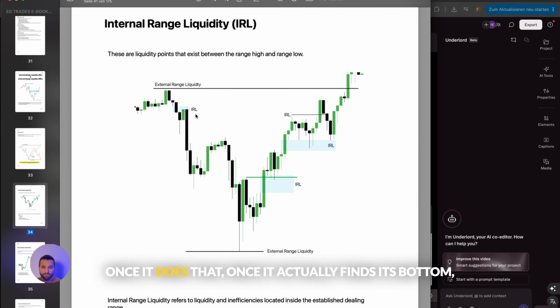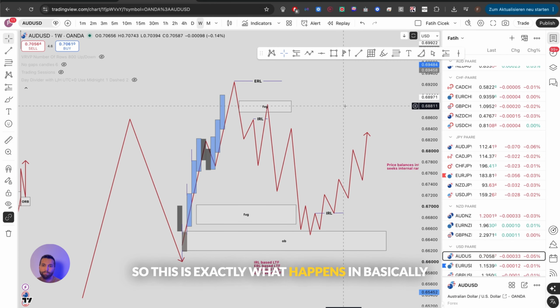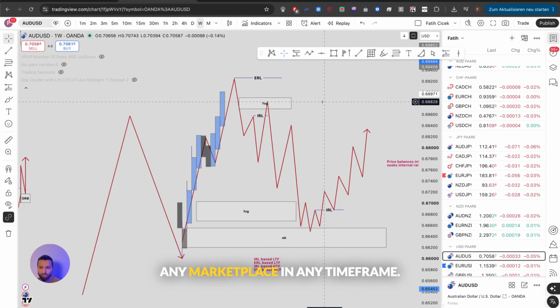Okay, once it does that, once it actually finds its bottom, what we see from there is we see an order block. So this black candle is an order block. That is being confirmed by the next candle, which closes above this candle. So that confirms that this black candle is now our order block. And then we're seeing price run through that, break above it, and then we see price pierce into that order block. It just touches the order block, and then we see a dynamic response from there. Okay, so this is exactly what happens in basically any marketplace and any time frame.